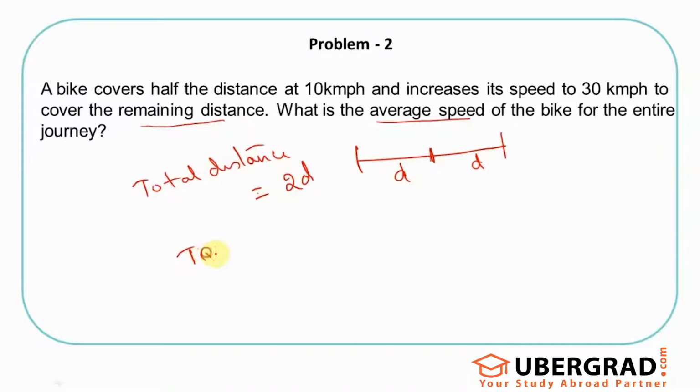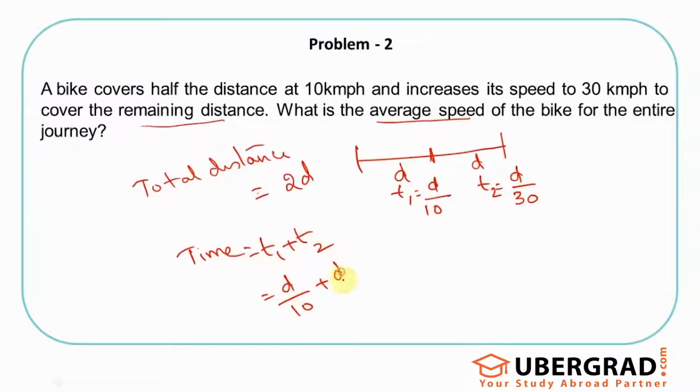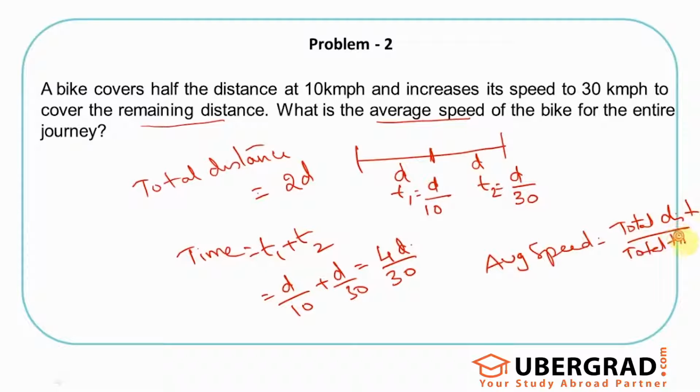So the time taken for the first part, I call this time 1, is distance by speed, that's d by 10 kilometers per hour. The second would be distance by speed, d by 30 kilometers per hour, right? So the total time taken is the time taken to cover the first half and the time taken for the second half. Which I have got as d by 10 plus d by 30, right? If I simplify the fraction, 30 would be the LCM of the denominators, so that's 4d by 30, right?